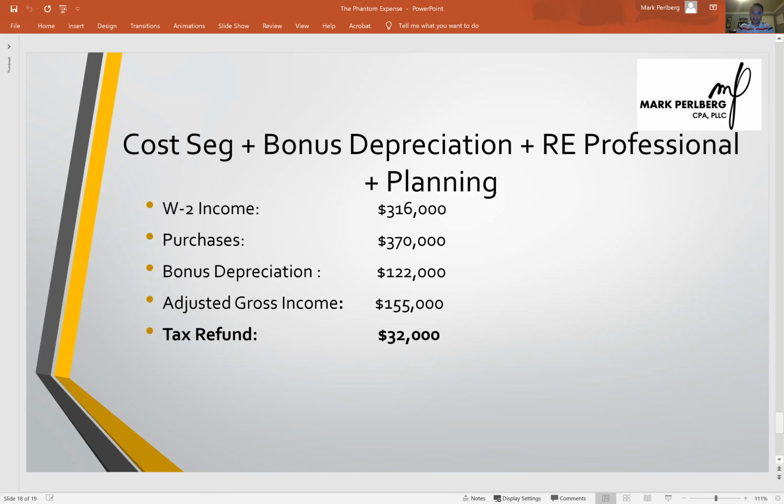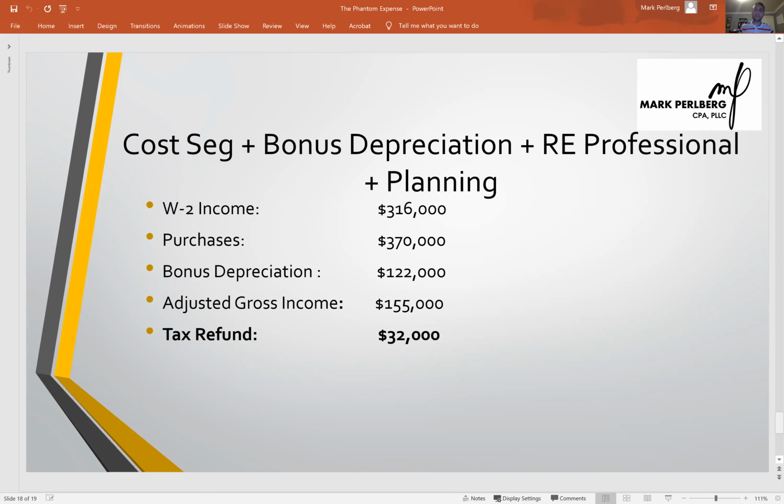And he had a successful rental portfolio. His revenues were far greater than his expenses. It was a successful year for him. But because of this bonus depreciation and some other tax strategies we were able to implement, we were able to reduce his overall adjusted gross income by $155,000. At the end of the year, this person usually owes money on taxes, but because we implemented this strategy, we were able to create a tax refund of $32,000.